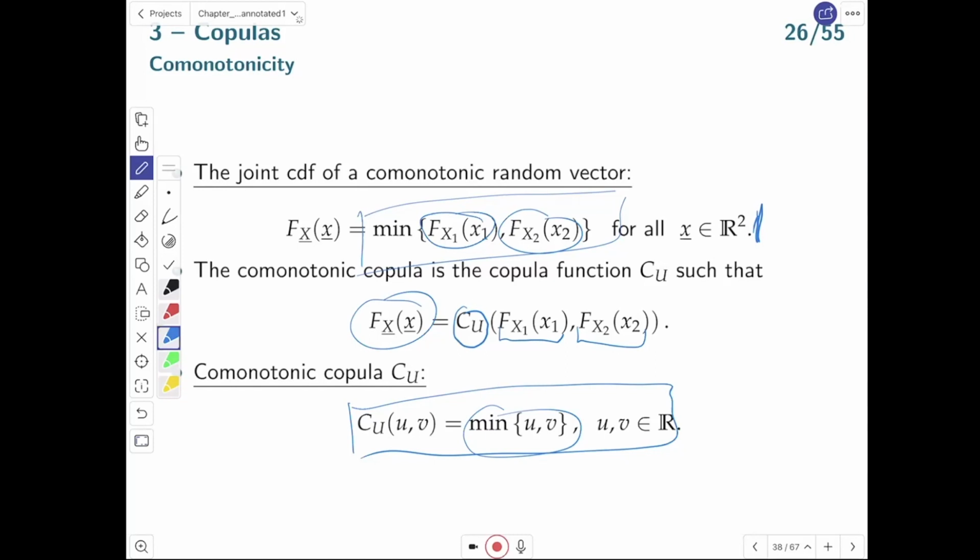All right, so now we have an independence copula, and we have a comonotonic copula. Independence means x1, x2 do not influence each other at all. The comonotonic copula models a situation where they move perfectly together. If you know x1, that will drive x2, or the other way around. It's the extreme form of positive dependence.